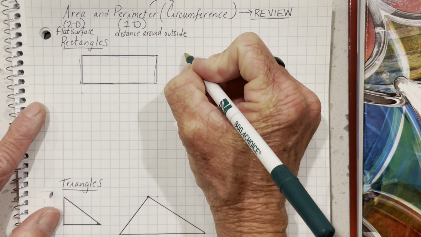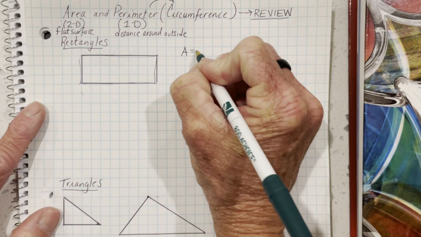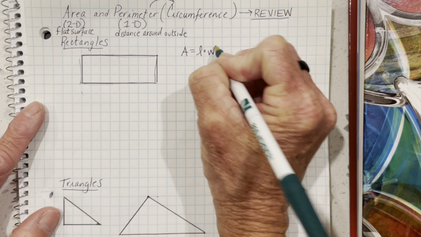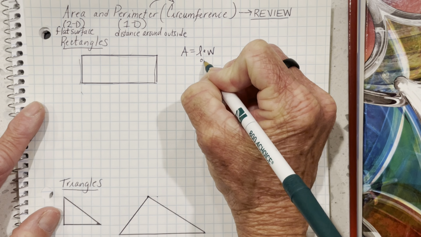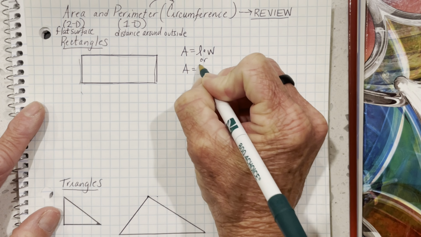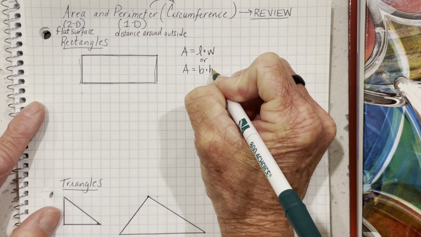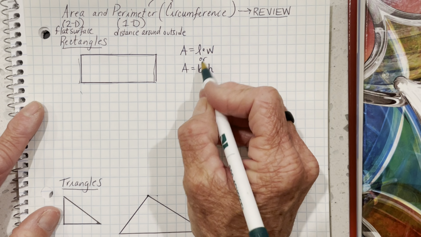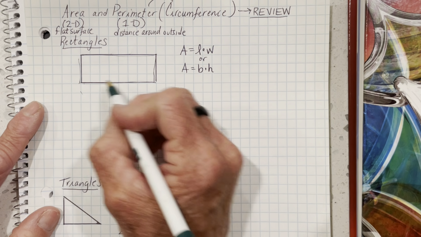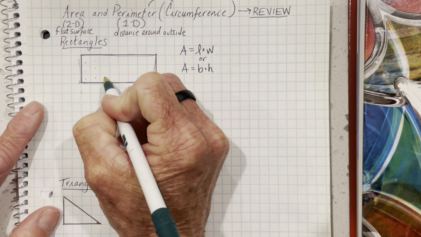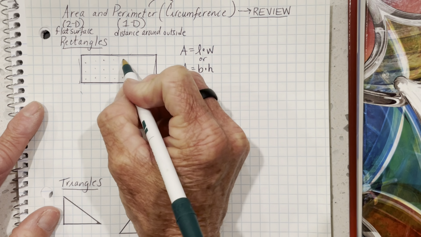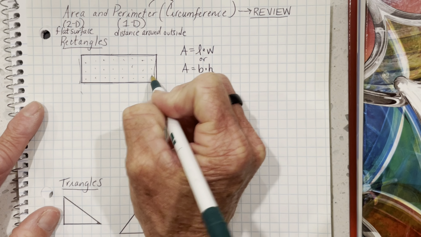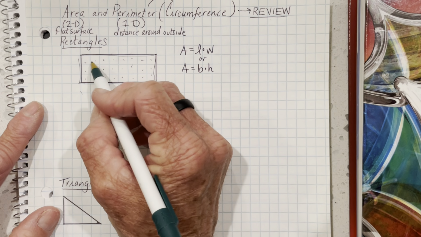So the formula for the area of a rectangle is length times width, or we also say it's the base times the height. It's the same thing. But all we're doing when we use either of these formulas is we're just counting the number of square units that there are inside of a rectangle. So I just did that.